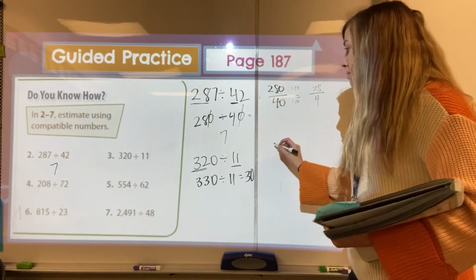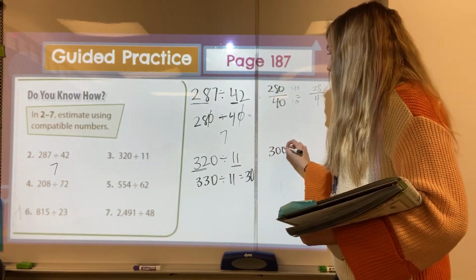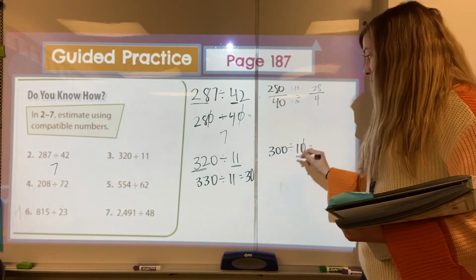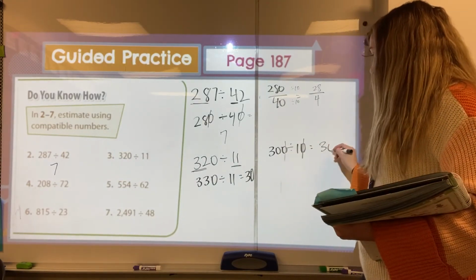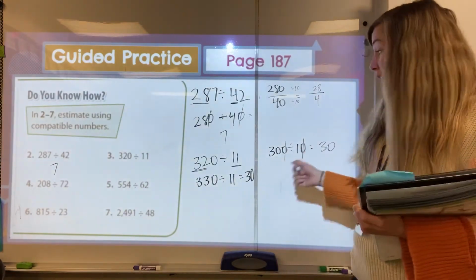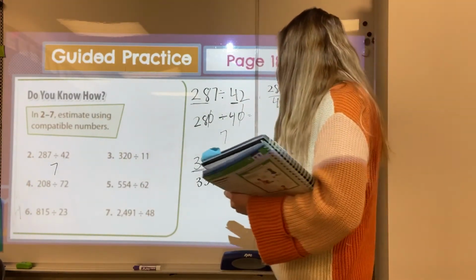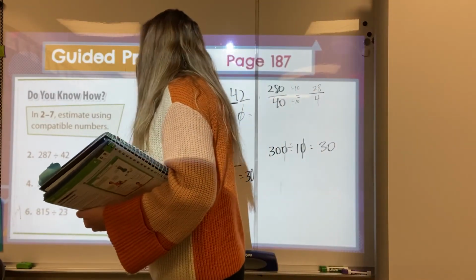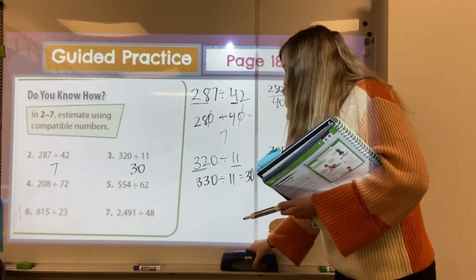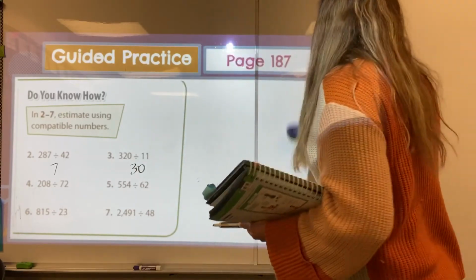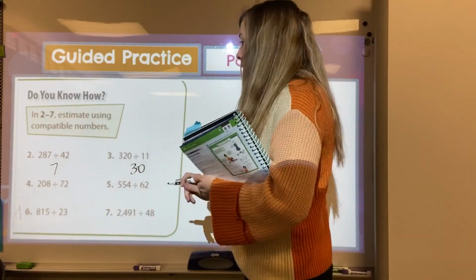You could have also maybe just done like 300 divided by 11, or divided by 10. And so you could do your zeros trick, and then 30 divided by 1 is 30. You're going to get that same answer, even though we rounded a little bit differently. Okay, so for this one, we get 30. Let's try one more, and then I'll give you one to try on your own.